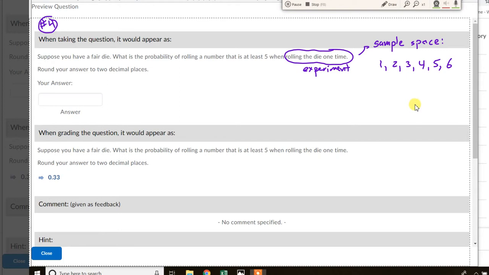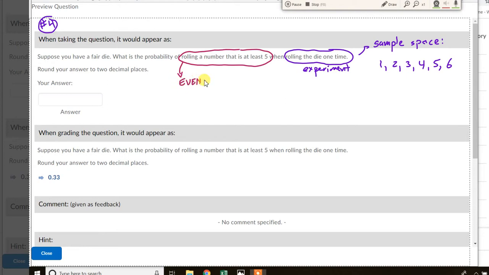Now, of these elements in the sample space, which ones are in the event that they're asking us about? What's the event they're asking us about? Rolling a number that is at least 5. That's what we want to happen, so that's our event.